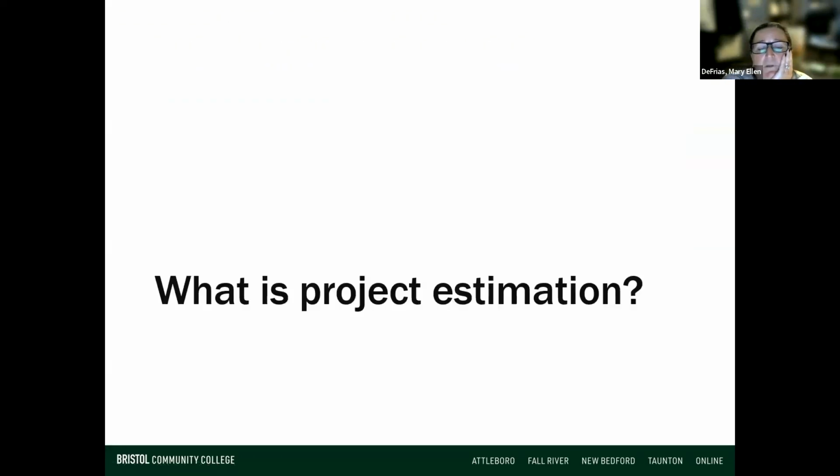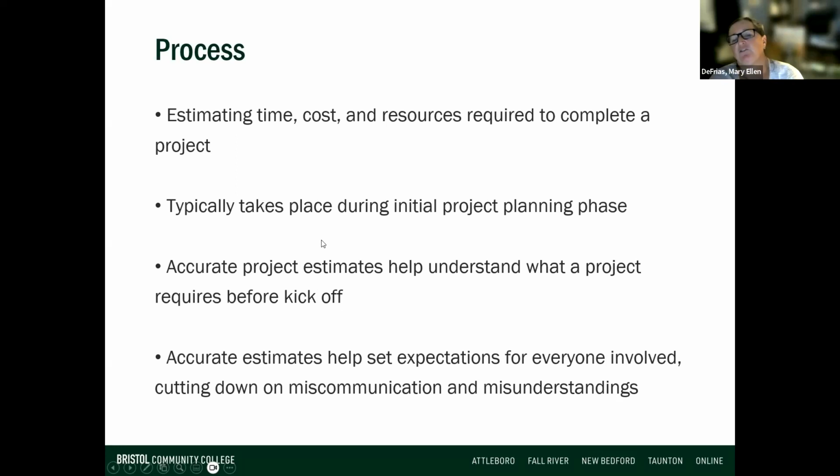Now, in order to do your budget, you need to understand project estimation, because unless it's something like a store where you know you're going to buy the items and you're going to sell them, anything that involves any kind of project work or piecework or artwork or anything like that, you need to estimate how much you're going to charge for it, right? And so this is where you take into account the time, cost, and resources required to complete the project.